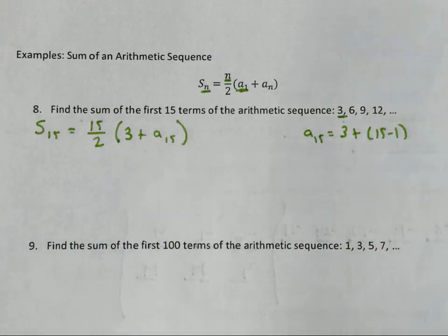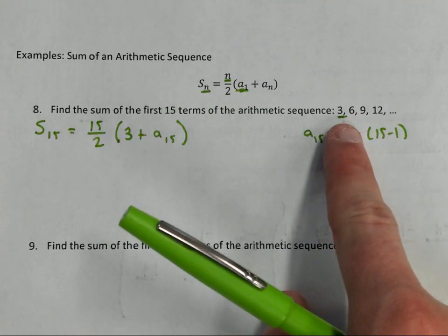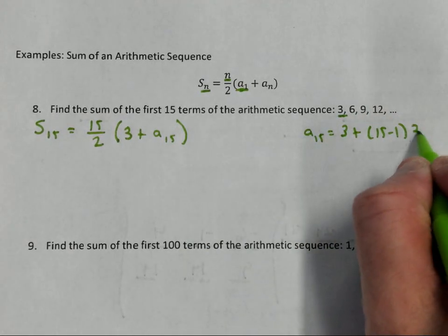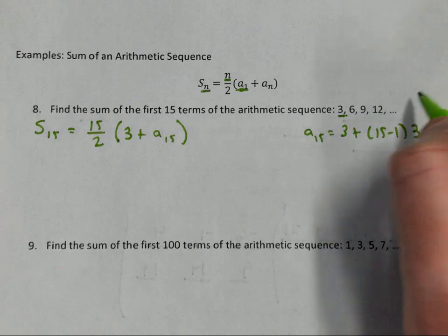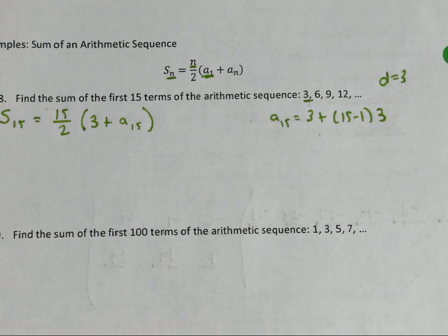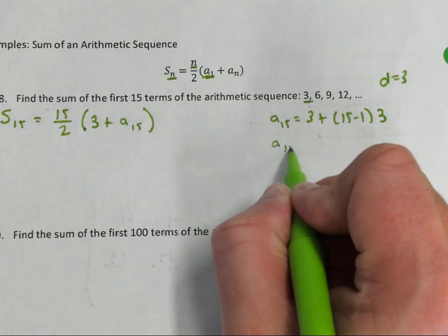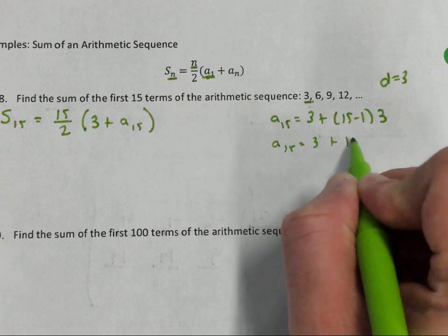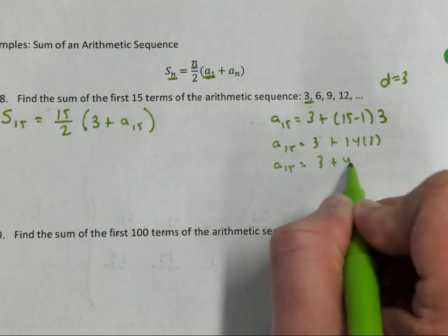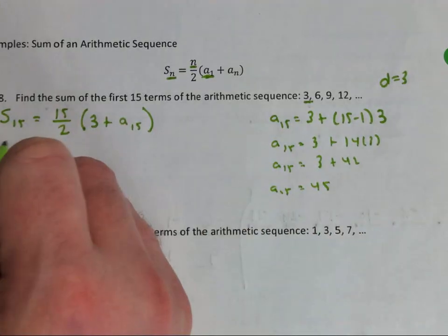Now, in this formula, guys, we have a d, the common difference. How could I find my common difference here? 6 minus 3, which is what? 3. I found my d to be equal to 3. They don't tell you everything in these. You've got to understand the vocabulary. So a sub 15 equals 3 plus 14 times 3, which is 3 plus 42, which is 45. So that's what I'm going to plug in.